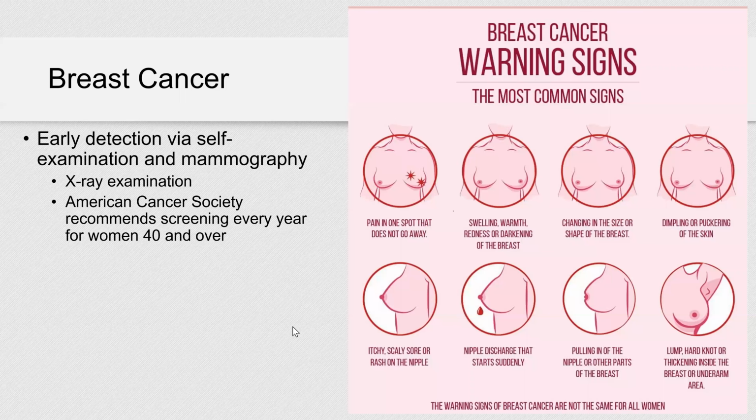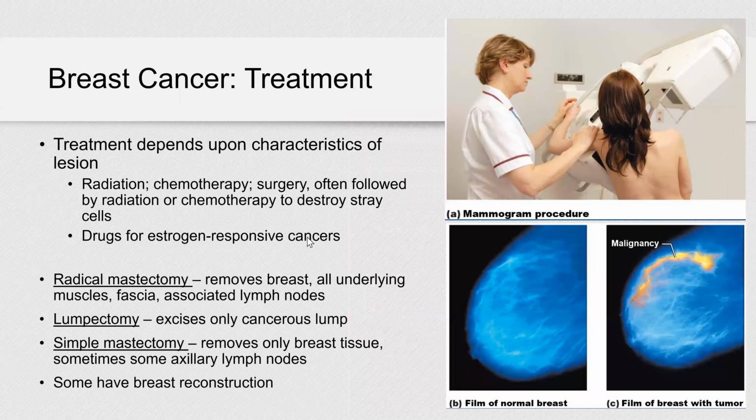And treatment of breast cancer includes radiation, chemotherapy, and surgery, often followed by radiation or chemotherapy, or the patient can have radiation and then surgery. So the treatment will depend upon the characteristics of the lesion. Some breast cancers are estrogen responsive, and then the patient would get drugs to lower the estrogen level in their blood.